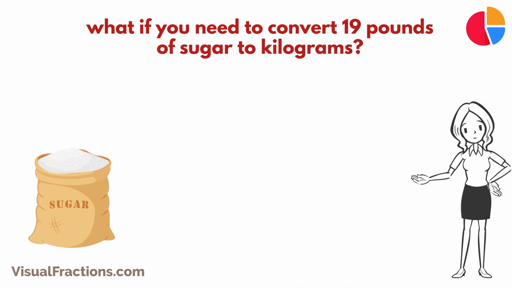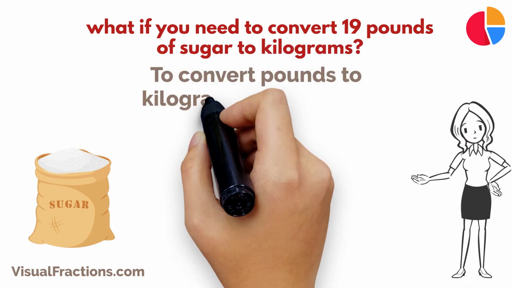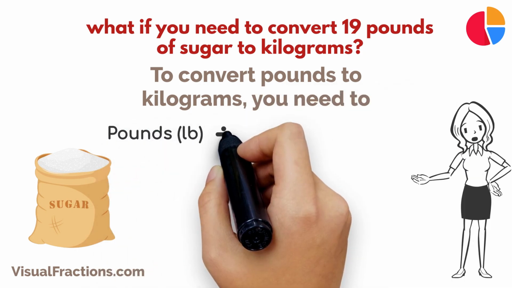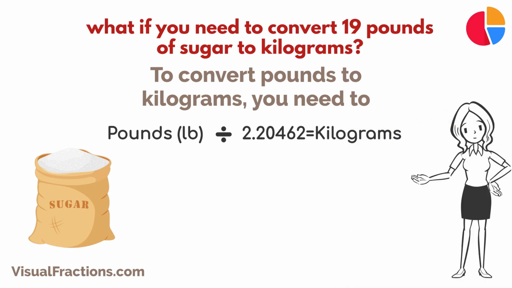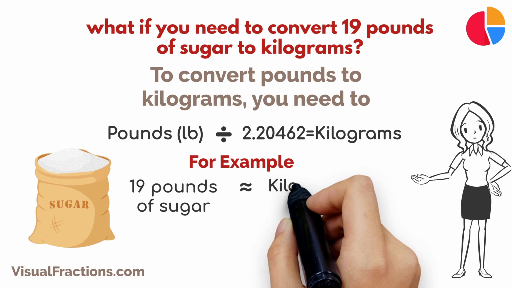Don't worry, we've got you covered. To convert pounds to kilograms, you need to divide the number of pounds by the conversion factor of 2.20462. Let's walk through an example of how to convert 19 pounds of sugar to kilograms.